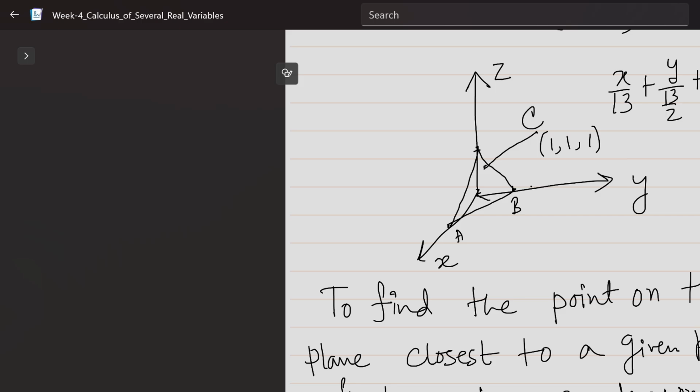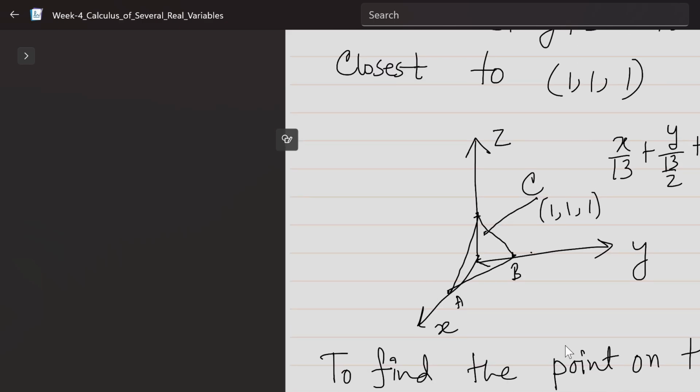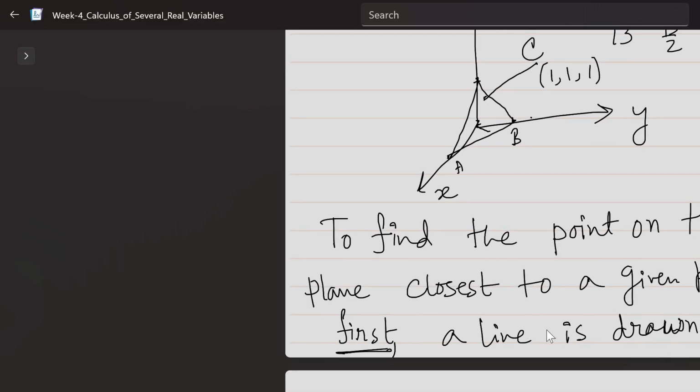0, 0, 0 is here, and this is the plane. My plane is ABC. Now 1, 1, 1 is here. So draw a perpendicular line. As I wrote here, to find the point on a plane closest to a given point, first draw a perpendicular line that is passing through 1, 1, 1.